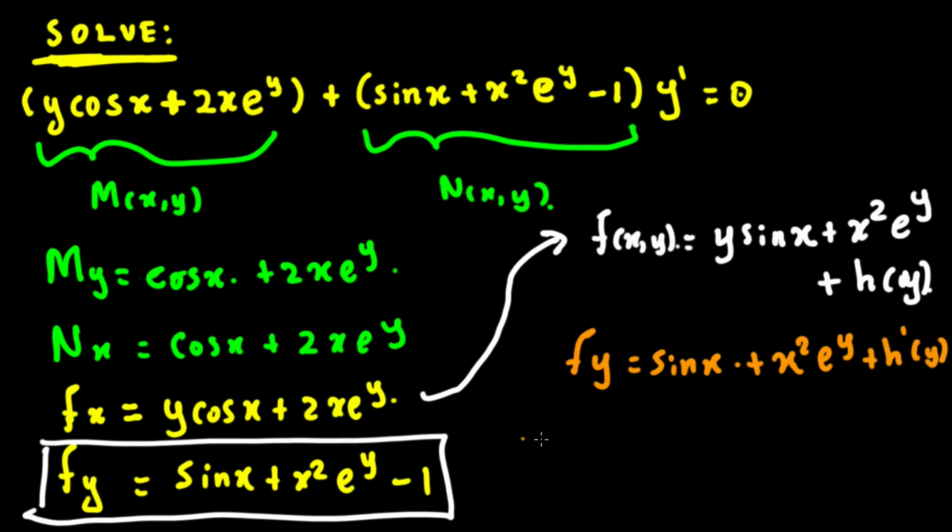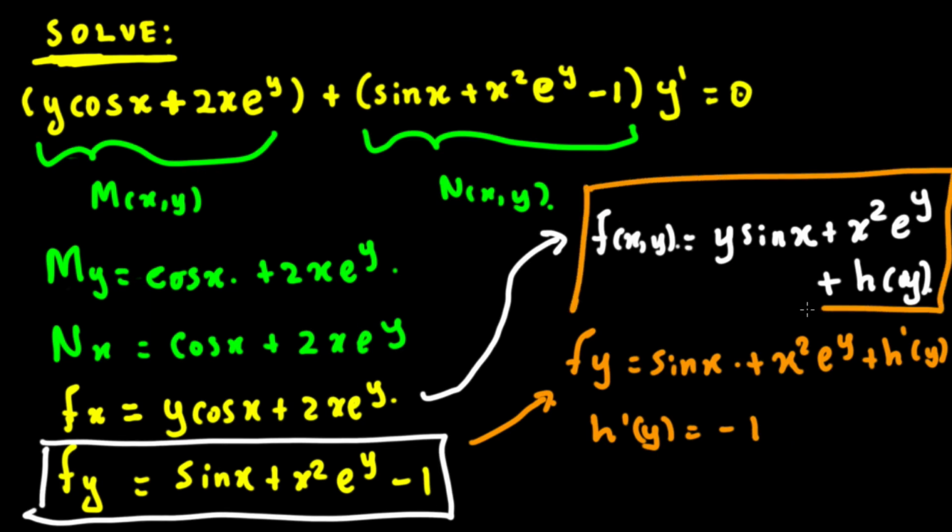Now if you compare this one with this one, we have everything looking the same except this h prime of y. So from this one we know that h prime of y is equal to -1. But to express the final answer, we have to find out what this h of y is. That's the one we have to express finally.